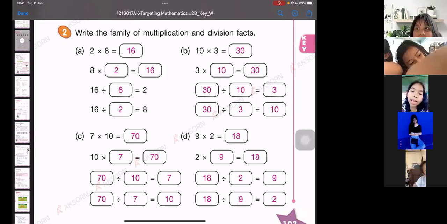So now, did you understand the multiplication and division? Yes. Okay. So for our lesson, that's all for our lesson. It is the multiplication and division facts. Okay?